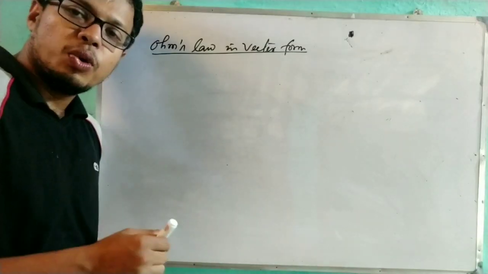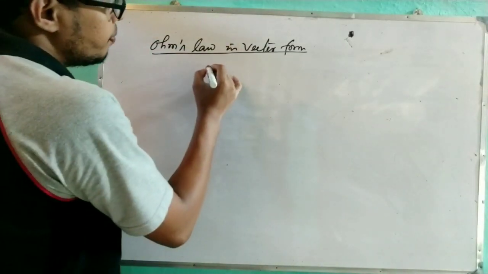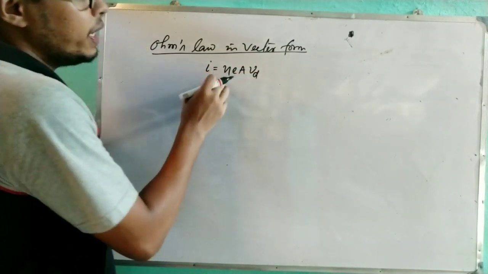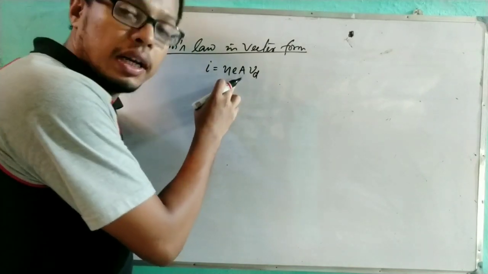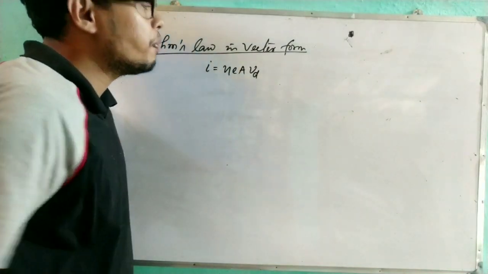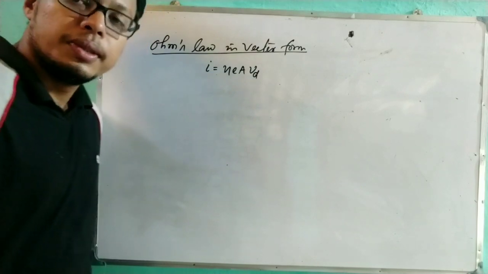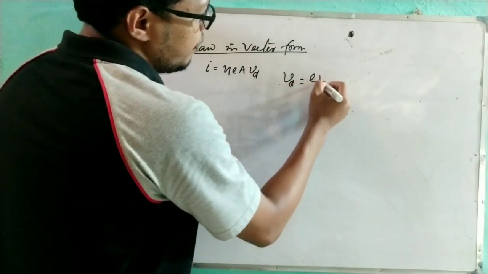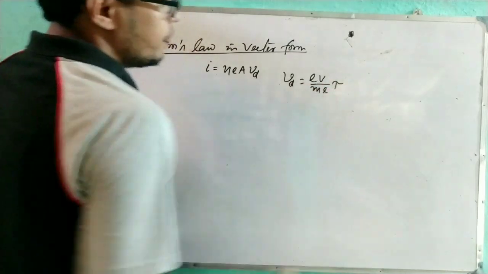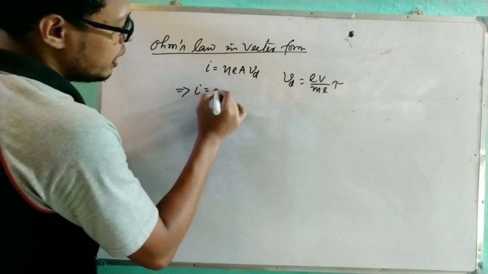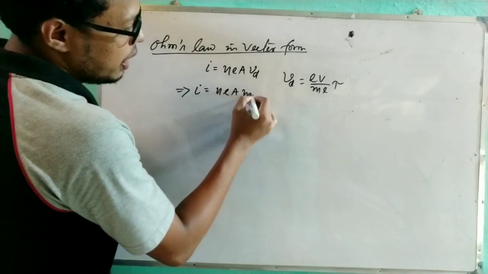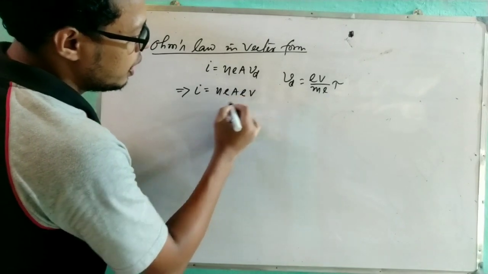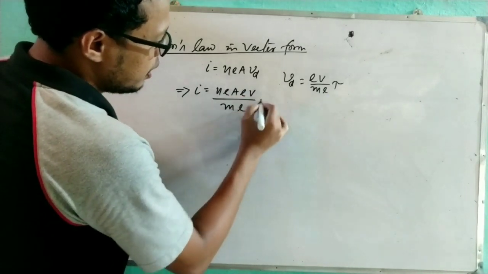To derive Ohm's law in vector form, I will start from the equation I equals neAVd, where n is the free electron density, e is the charge of an electron, A is the area of cross section, and Vd is the drift velocity. And the formula for Vd we know, that is eV by ml into tau. So put the value over here, then it will come.